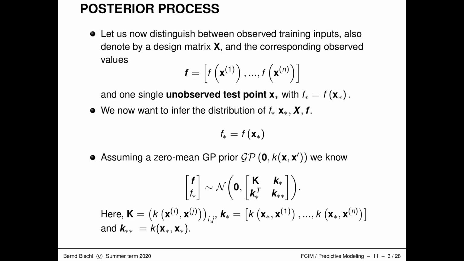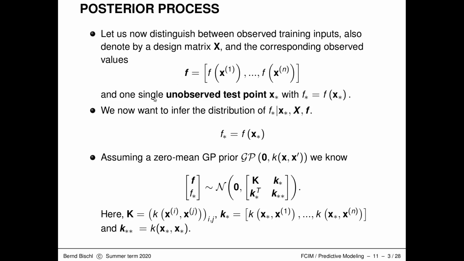So first of all, let's introduce a little bit more notation for unobserved test data points. As always, we will use our design matrix X for the feature vectors of our observed training data points, and we have of course also observed labels at these training data points, and we will nicely and compactly organize them in a vector, bold F.